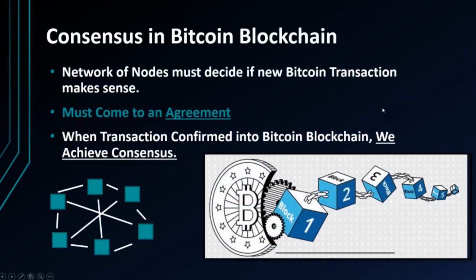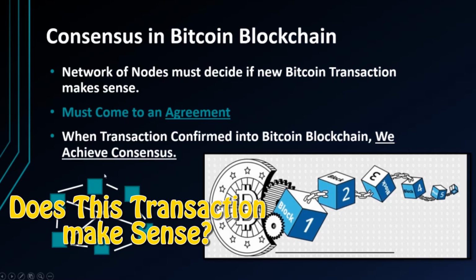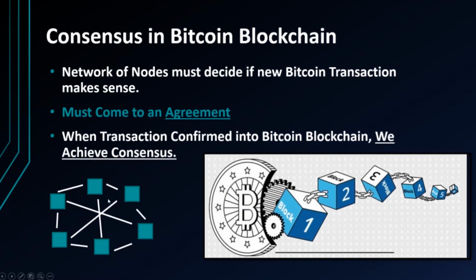So we have consensus in the Bitcoin blockchain. The network of nodes must decide if a new transaction makes sense. So this here represents Bitcoin nodes, all connected to each other. There's only 6, but we'll pretend there's thousands or hundreds of thousands. All these nodes must come to agreement. So when a transaction is broadcasted by someone sending a transaction, it gets propagated throughout all these nodes, and they must decide if this makes sense. When these nodes verify a transaction and say that it makes sense, we can say that they've achieved consensus.